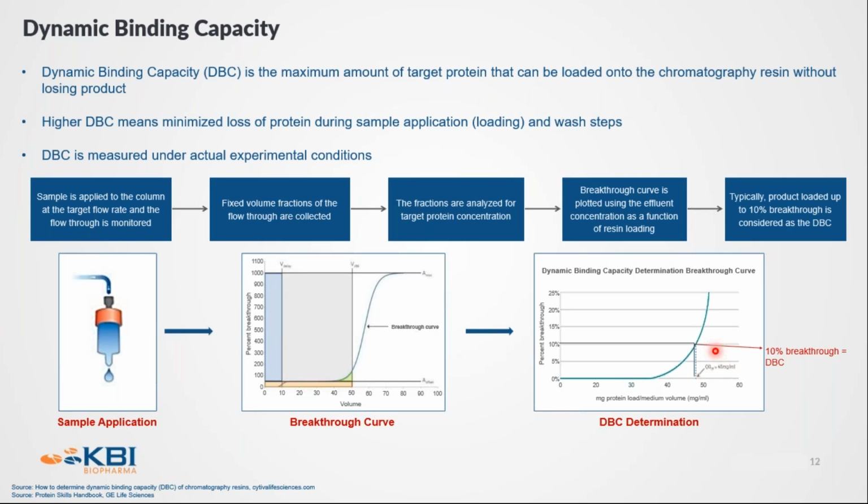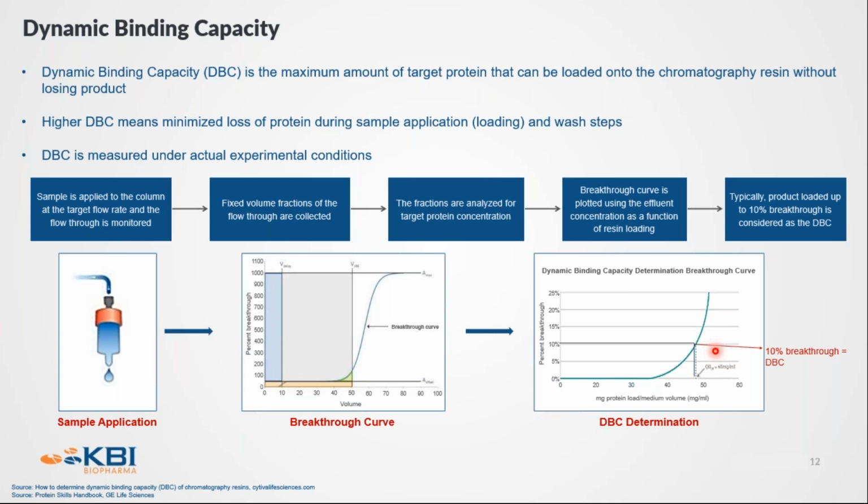The formal definition of DBC is that it is the maximum amount of target protein that can be loaded onto a chromatographic resin without losing product. Higher DBC means we can process more protein with less volume of resin. This makes a lot of difference when we are talking about scaling up the process. When we scale up to manufacturing, we are talking about hundreds of liters of protein A resin, and higher DBC gives us an edge there. It tries to bring down the overall cost.